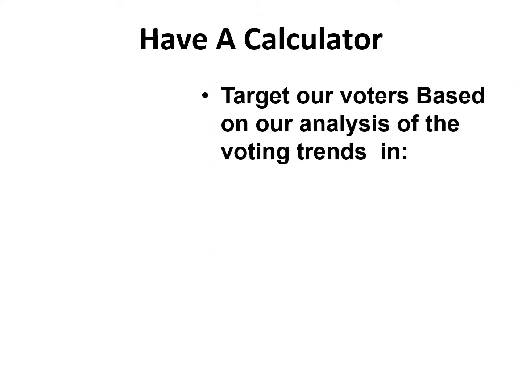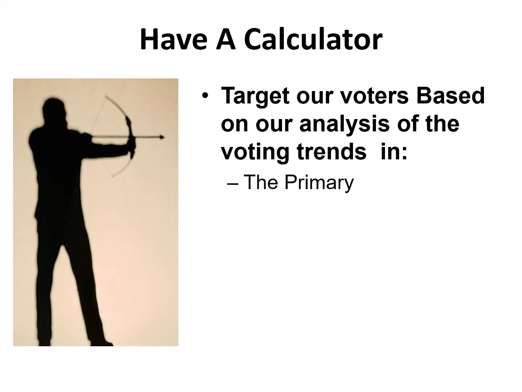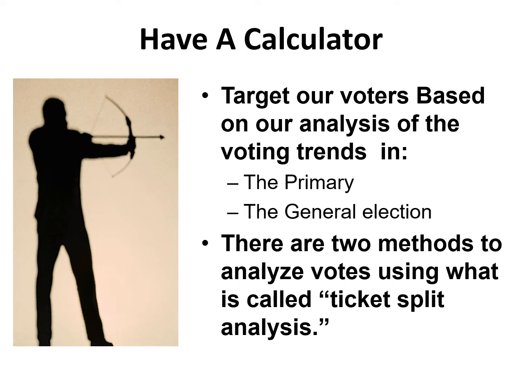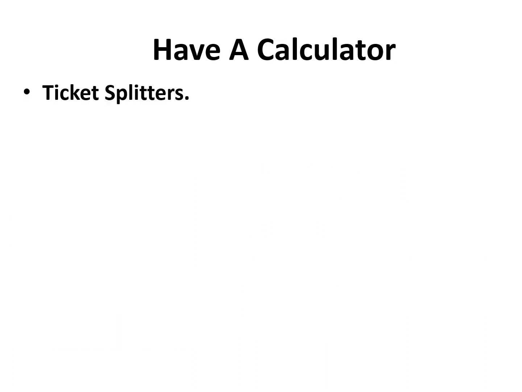Thus, our plan should be to target our voters based on our analysis of the voting trends in both the primary and in the general election. There are 2 methods to analyze votes using what is called a ticket split analysis. You'll want to identify ticket splitters. These are people who split their tickets between candidates for either party, depending on the office. People who don't split their tickets are called straight ticket voters. There are 3 types of voters.